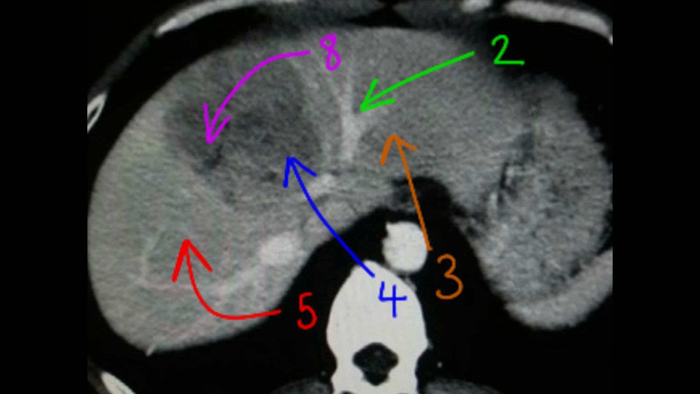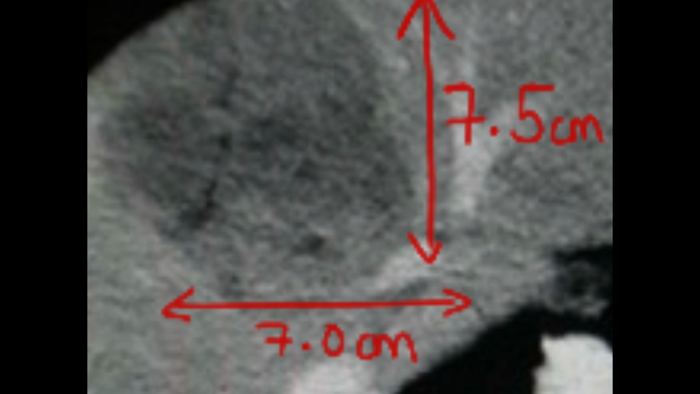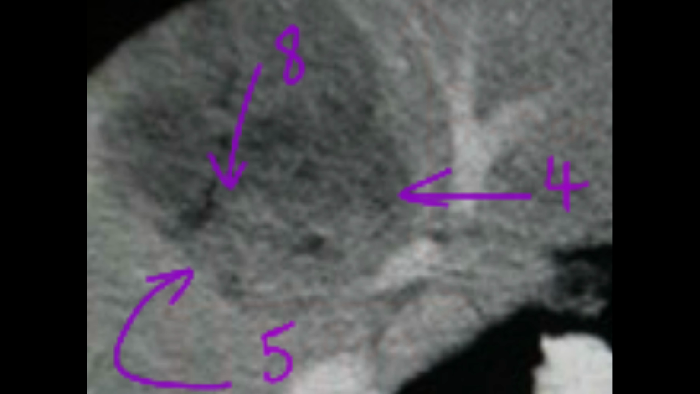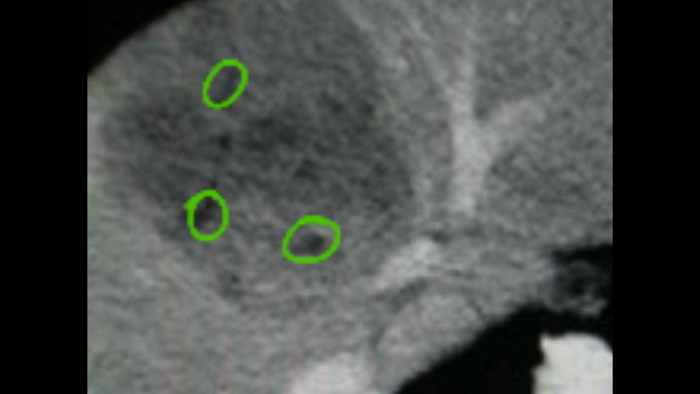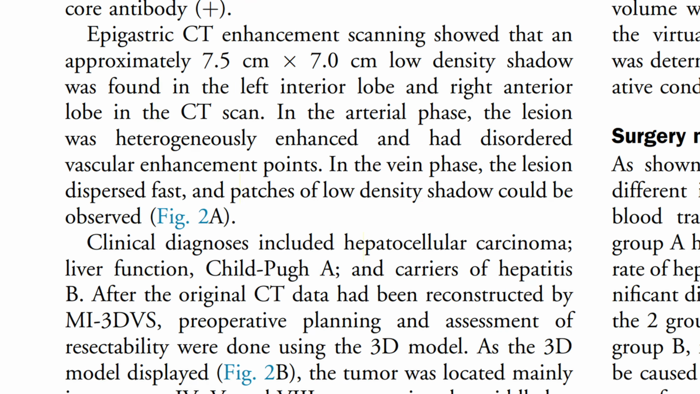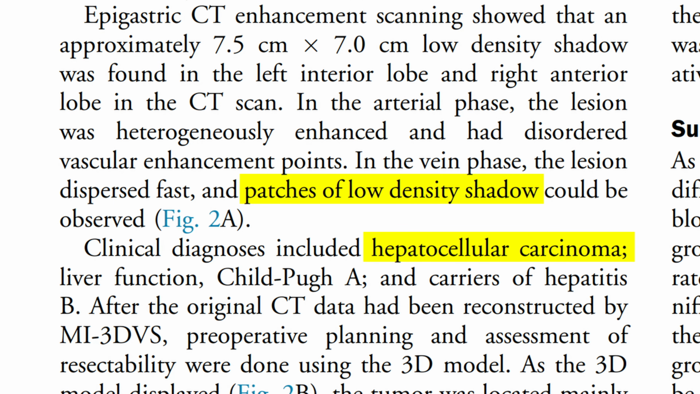Here you can see a large dark shadow measuring 7.5 centimeters by 7 centimeters, located in segments 4, 5, and 8, deep within the center of the liver. You might also notice the areas of lighter and darker patches within the shadow. Unfortunately, this is characteristic of hepatocellular carcinoma, a common liver cancer.